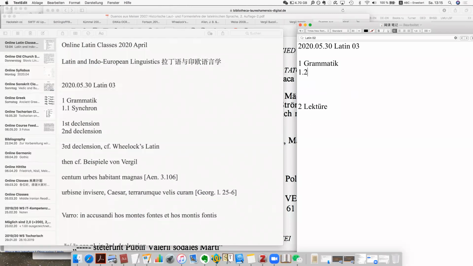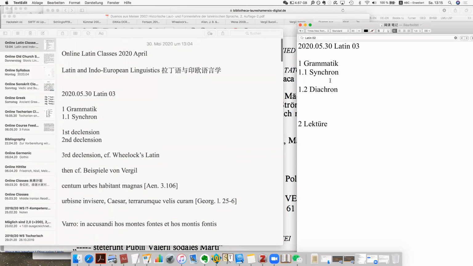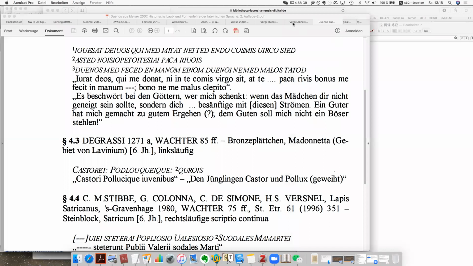And then for the grammar, we have two sections. The first section is synchron, and the second section is diachron. So synchron is kind of descriptive. I talk about how the grammar looks. And then diachron talks about the historical background of the grammar. And then the reading, well, I prepared some sentences, but we will probably check them already in the grammar. Okay, so let's talk about grammar.